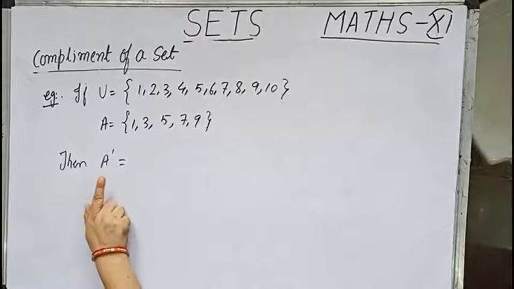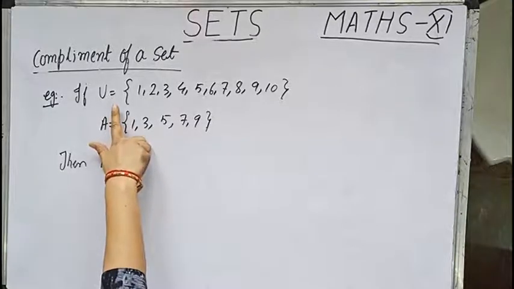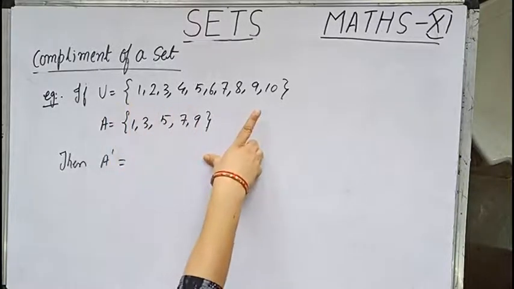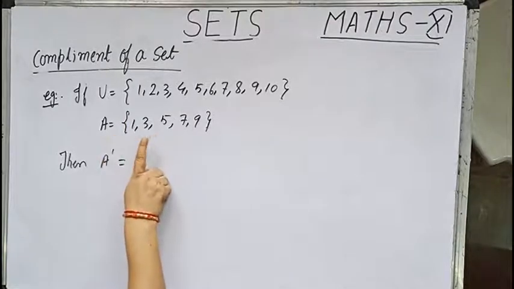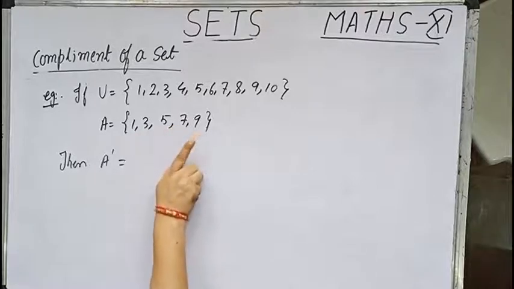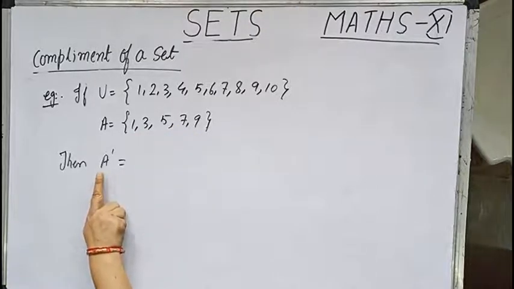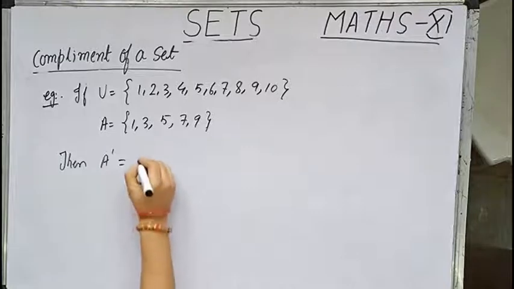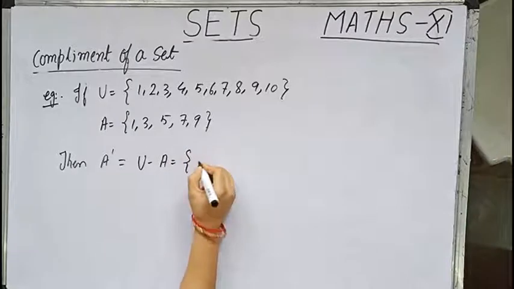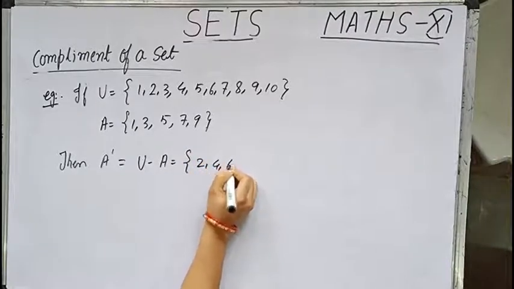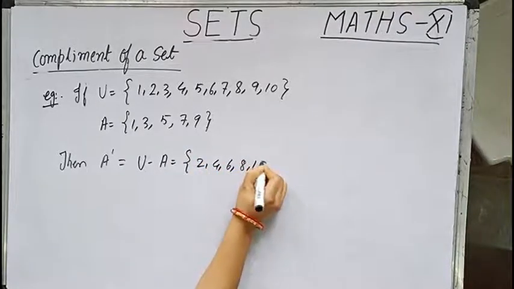Let us take an example. Suppose the universal set U equals the set containing the numbers from 1 to 10, and a set A which consists of the numbers 1, 3, 5, 7 and 9. Then the complement of A will be equal to U minus A, which equals 2, 4, 6, 8 and 10.